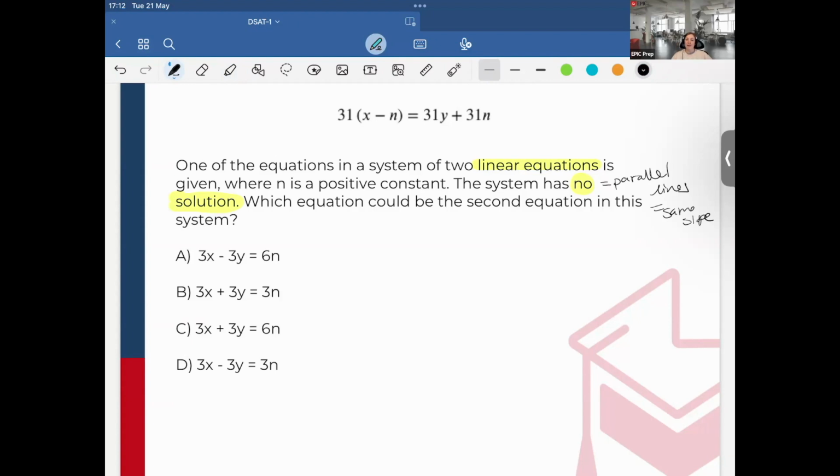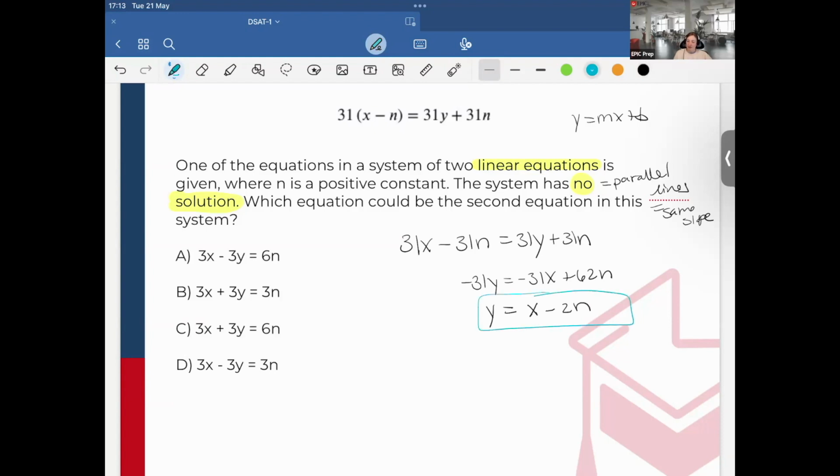Okay, so the first thing I would do personally is rearrange the equation. I would put everything in terms of y in slope-intercept form, so y equals mx plus b. And this would give me, for example, negative 31y is equal to negative 31x plus 62n. Divide everything by negative 31, and I get y equals x minus 2n. Okay, so I'm looking for the same slope, but there should be a different y-intercept.